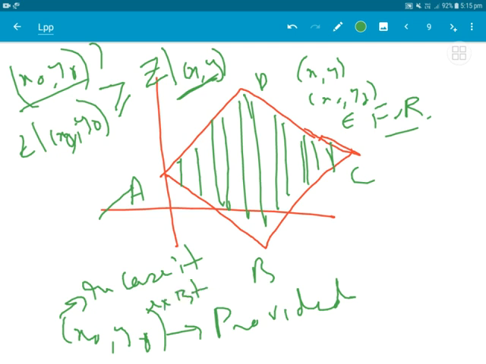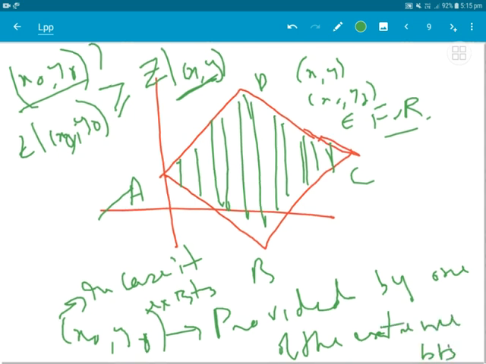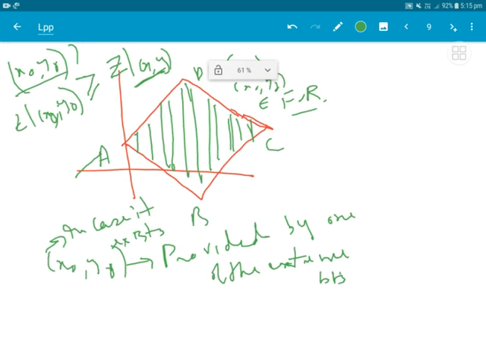As I already gave an example of a non-feasible region, in that case it doesn't exist. So if it exists, it is provided by one of the extreme points. Okay. And how do we search for it? We search for it by first checking the points of intersection of the constraints.